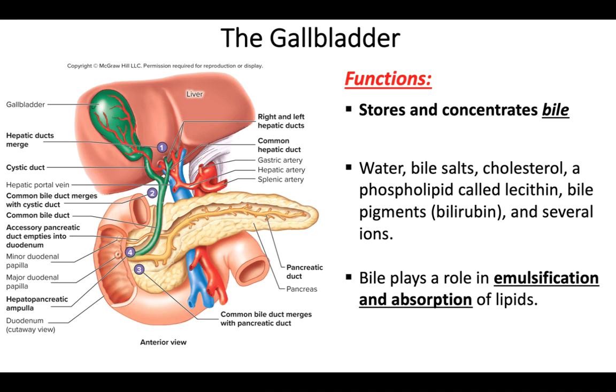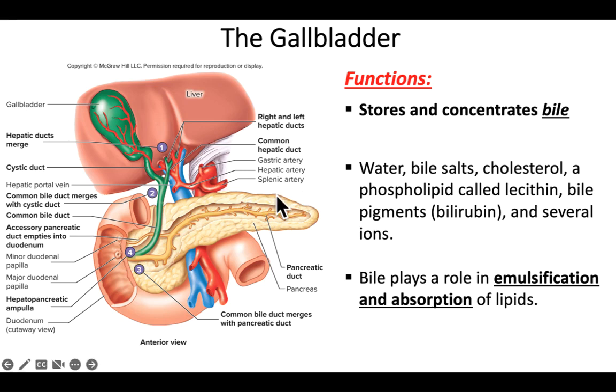All right, fat's going to want to kind of glob together, right? Because fat doesn't like to be in water. So you have to disperse it. You have to separate it out into smaller, more manageable kind of globs of fat. So it's kind of like what acid does for your protein digestion. It doesn't actually do the digestion, but it helps. This is going to help your lipid digestion.